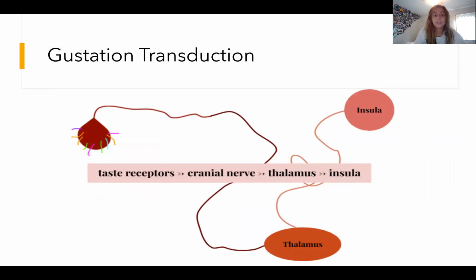Once the action potential is activated by your gustation receptors, this will be passed via a cranial nerve, pass through the thalamus to eventually make it to what is known as the insula, or your primary taste sensory cortex. If you're interested in what cranial nerve might be responsible for this, stay tuned for a later episode of Bewitching Brain, where we will plan to take a deep dive into all of your 12 cranial nerves.